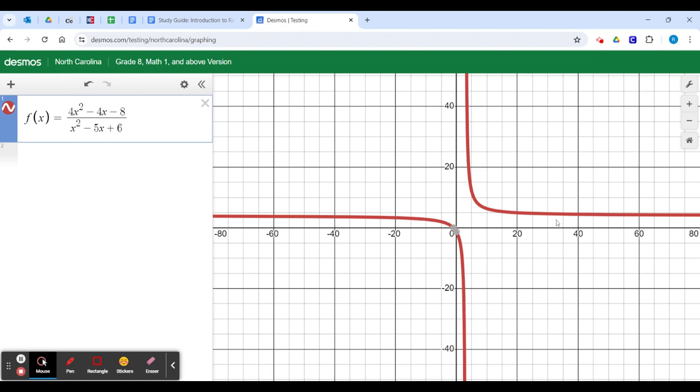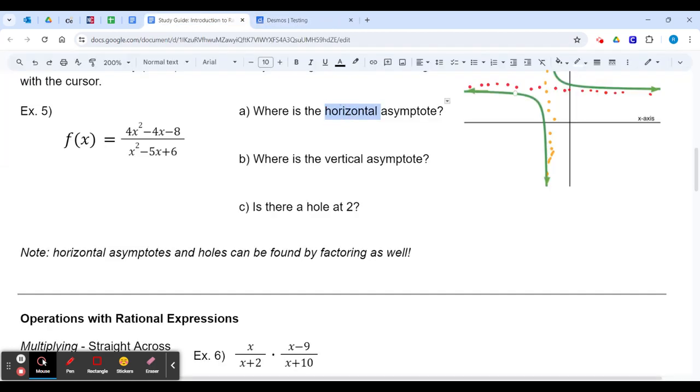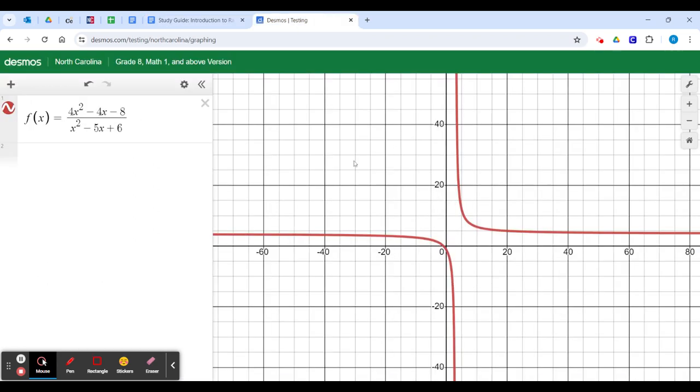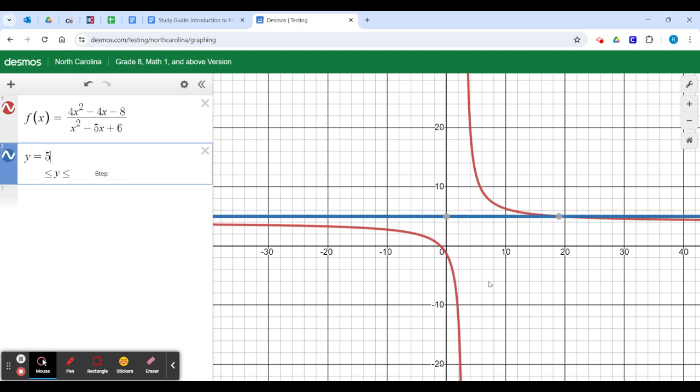And I'm going to have to zoom out here a little bit to see what's going on. So first thing I want to find is a horizontal asymptote. So I'm going to check my different y values. And it looks like here, maybe around 5 or 6 or maybe even 4, I have a horizontal asymptote. I'm going to type in y equals 5 real quick to see if that works.